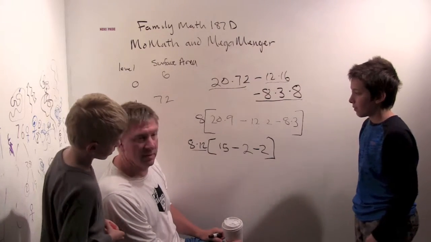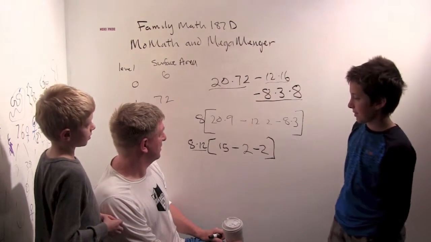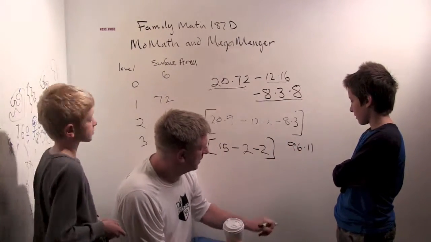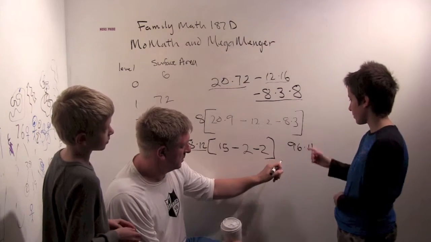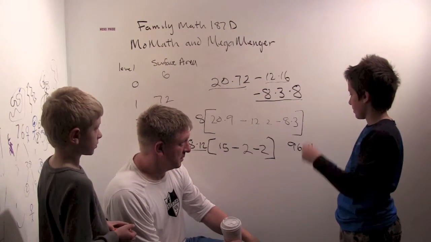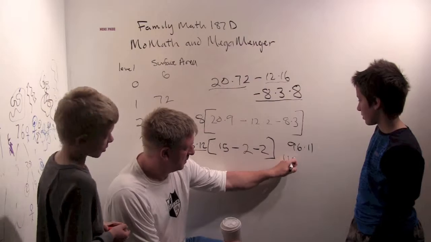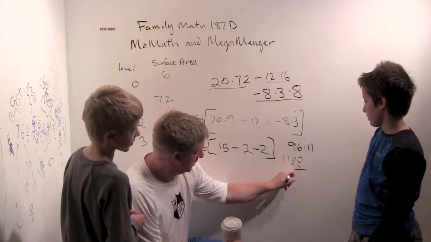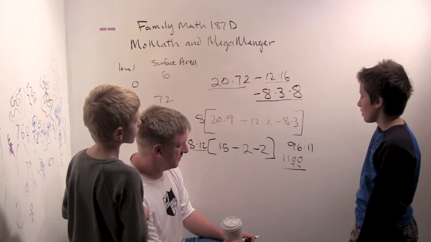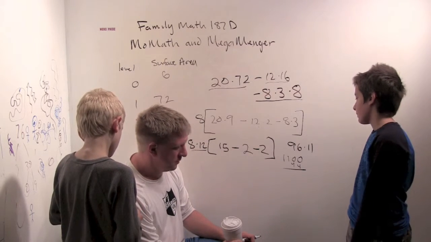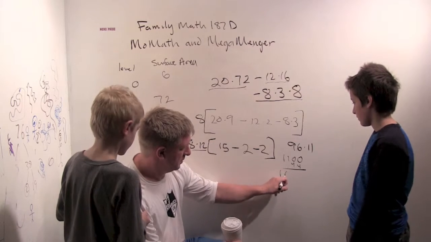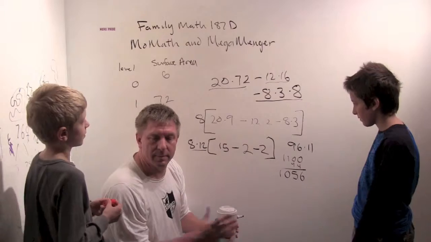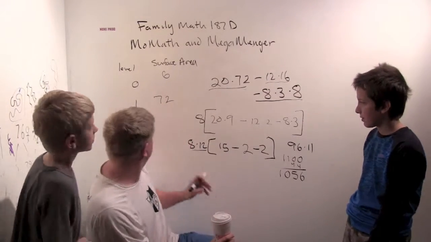What's 8 times 12? It's 96. 96 times 11. Well, we can do it complementary. 100 times 11 is 1,100, and we have to subtract 44 from that. So 1,056. That's big. Good job.